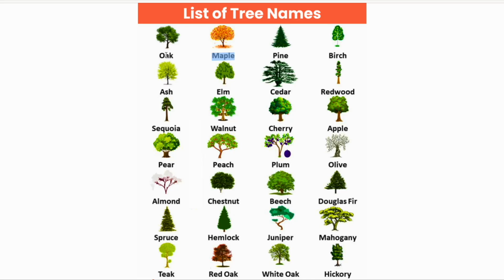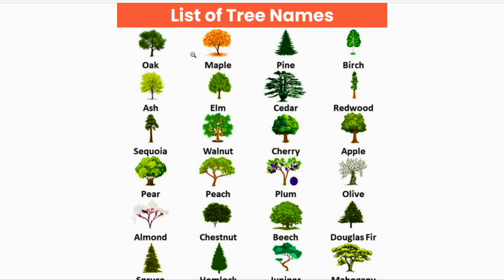So today we're going to be talking about trees. We know that there are a lot of different types of trees. We have the oak tree and the maple tree.